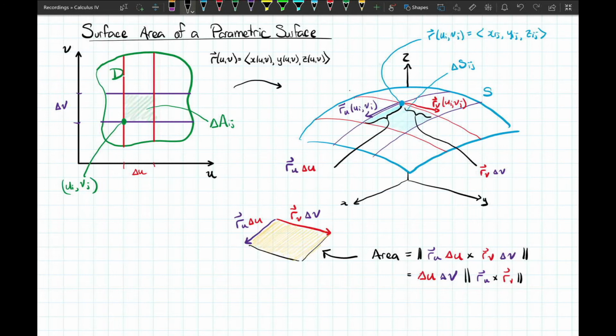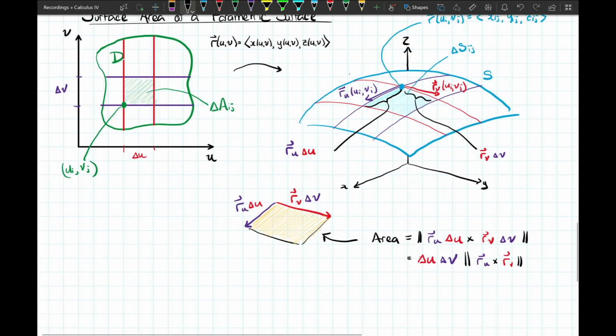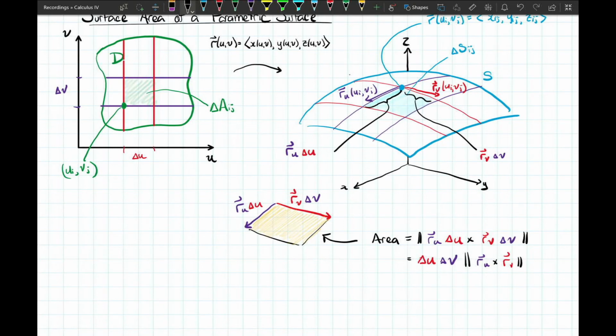So let's just recap this. This rectangle is projected onto the surface, which becomes a patch. The patch is also very difficult to calculate the area of on its own, so we approximate that with a parallelogram. The parallelogram is a fairly easy area to calculate because we have two tangent vectors that form that parallelogram. So now we simply need to add all of these little areas together.